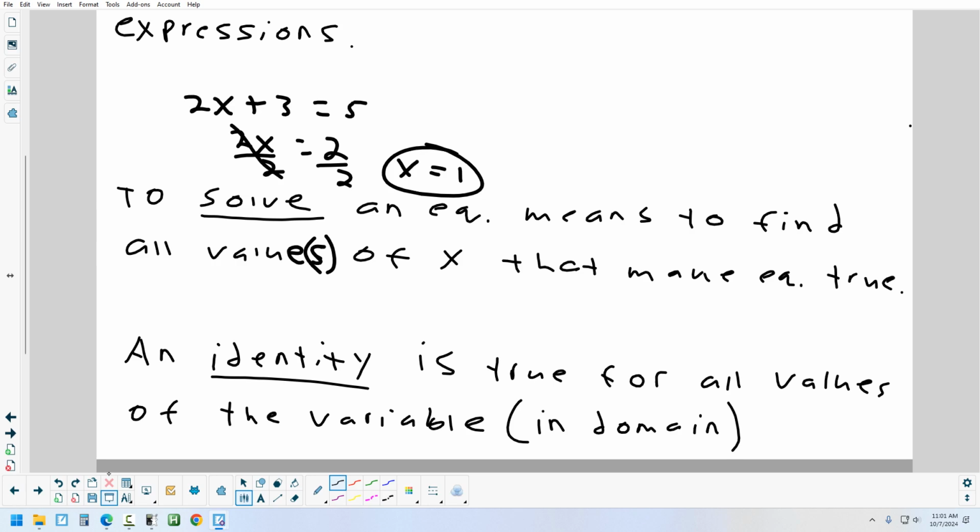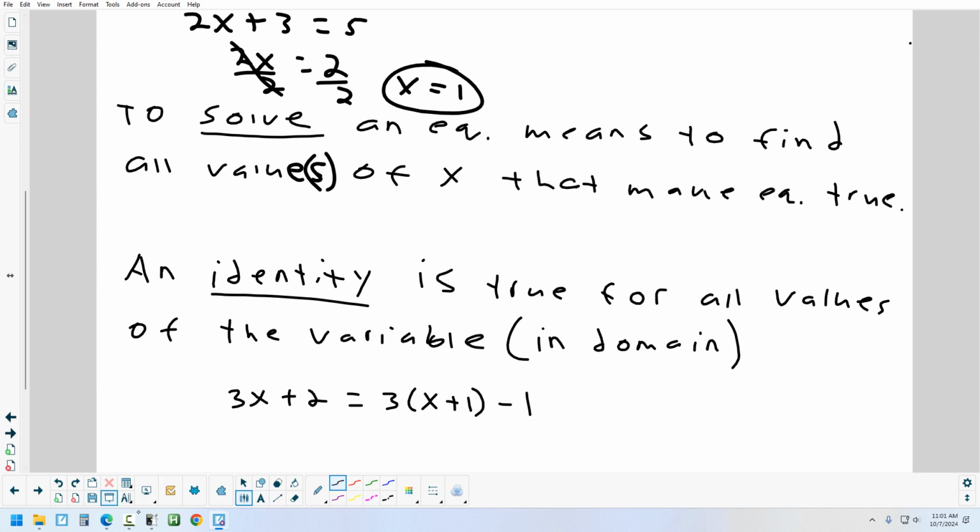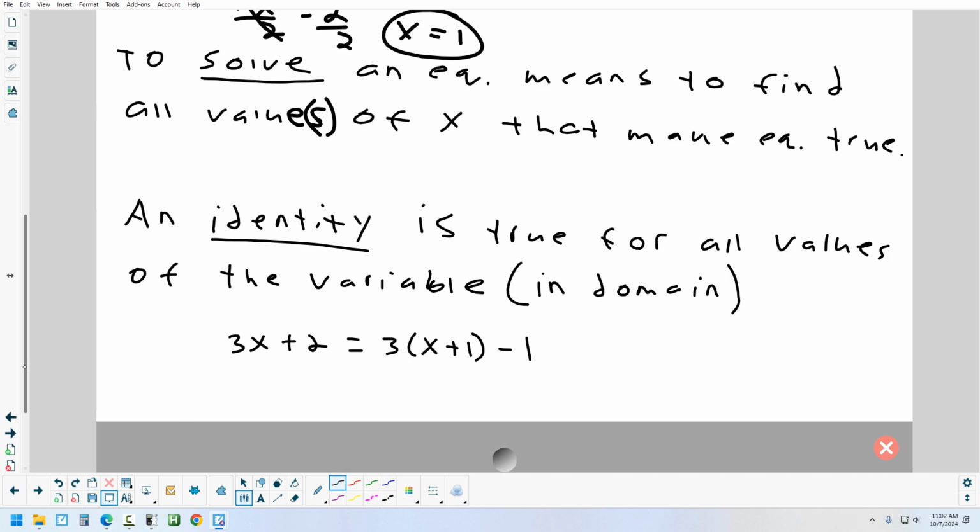There's only one number that makes that equation true, the number 1. But this equation right here, 3x plus 2 equals 3 times x plus 1 minus 1, with the x plus 1 in parentheses, is going to be an identity. Let's see what happens. What would be my first step to solve that equation? Distribution. Yep, so we're going to distribute, and when you distribute the 3, what do you get? 3x plus 3.